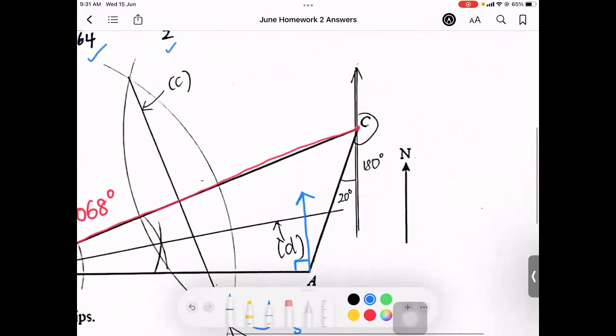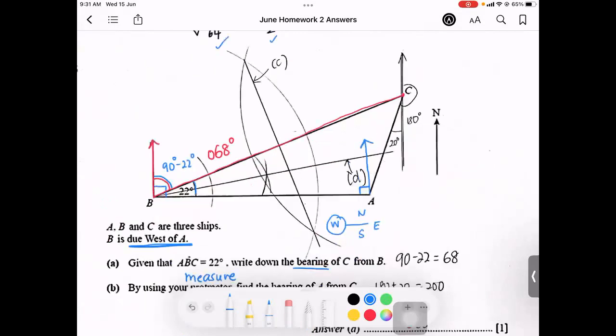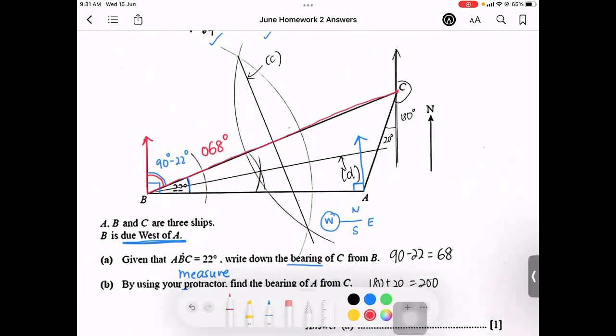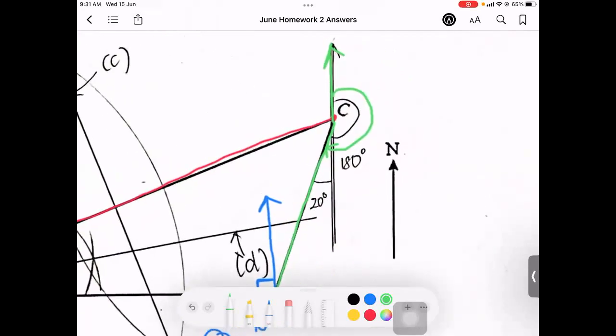Okay, so in order to measure this, mine may not be accurate because I think my paper looks a bit tilted. Anyway, if I want to measure the bearing of A from C, and bearing goes in a clockwise direction, so this will be the clockwise direction. They want this whole angle over here. Then I already know my north, that's 180 degrees over at this side. So I just use my protractor to try to measure this small angle over here.